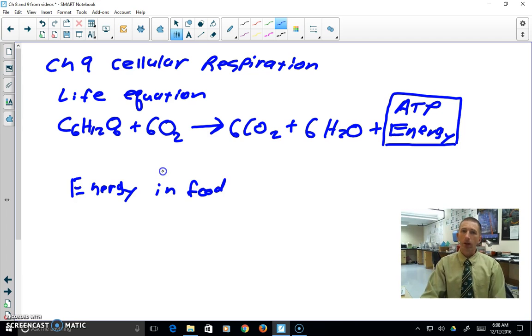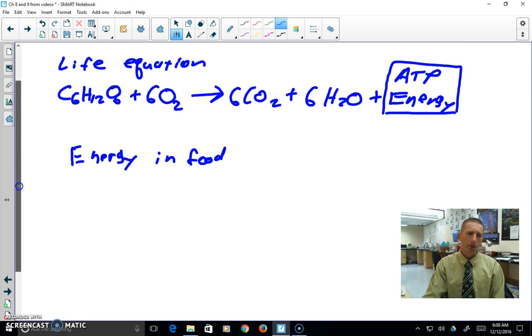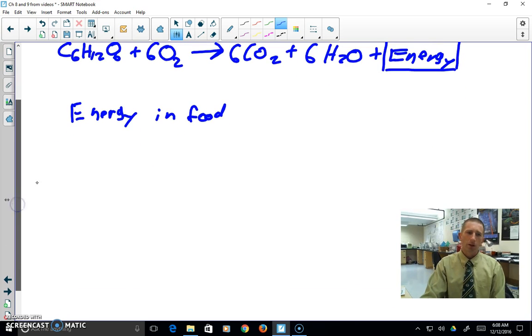So how do we measure the energy contained in food? Guarantee you, every one of you have heard this word before. You may not have made the connection between this word and energy. You kind of think of it as a bad thing, right? But that's okay. We'll kind of change that view. So energy in food is measured in calories.